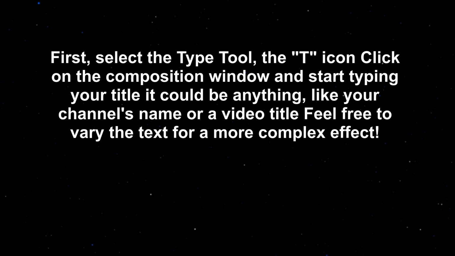First, select the Type tool, the T icon. Click on the composition window and start typing your title. It could be anything, like your channel's name or a video title. Feel free to vary the text for a more complex effect.